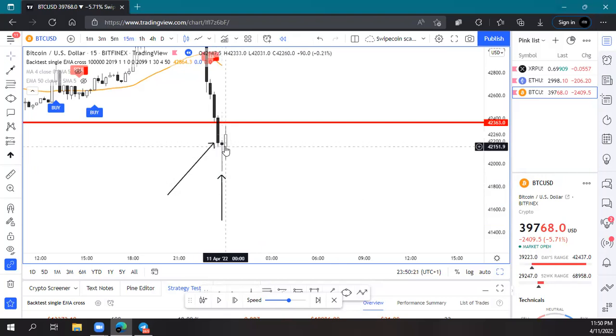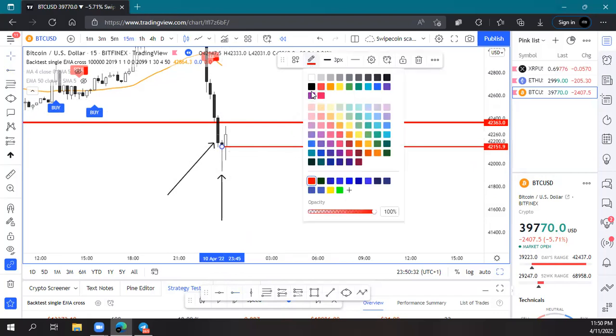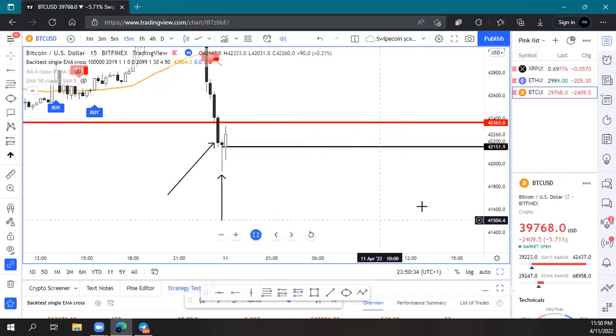So let's say I entered for a sell on this candle, right? Let me make my entry black. So my entry price was 42151.9. Now for BTC, TP1 is not 30, right? It's actually 300. You know that ETH has 4 digits, BTC has 5 digits, right? So it's actually 300.